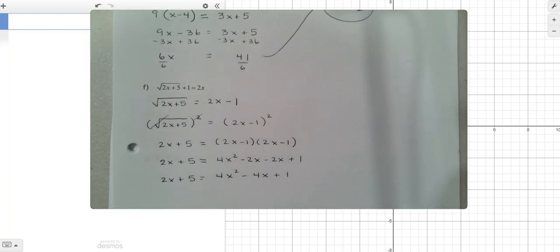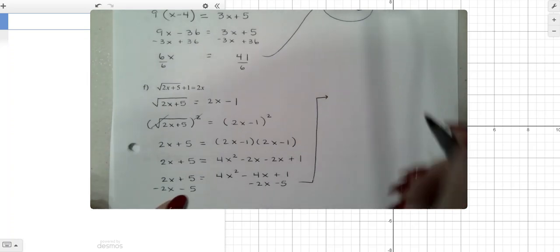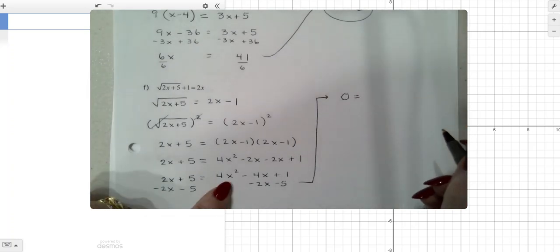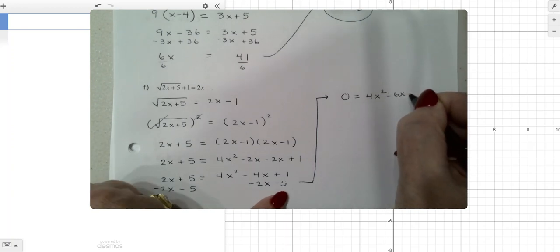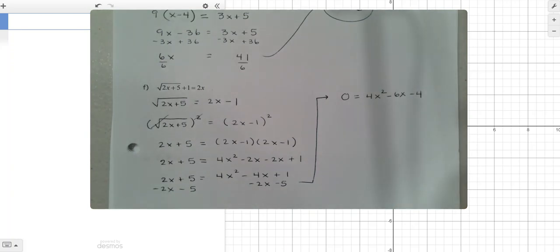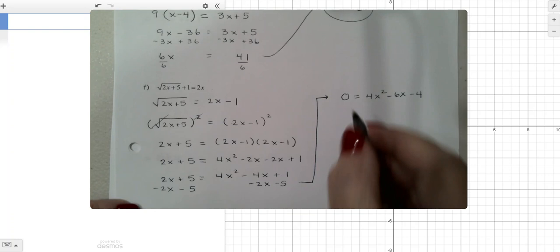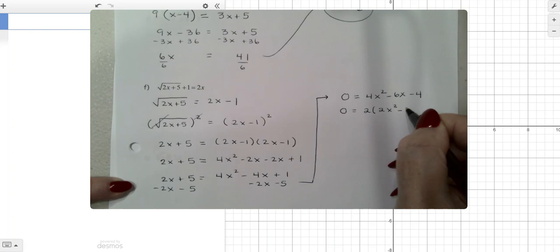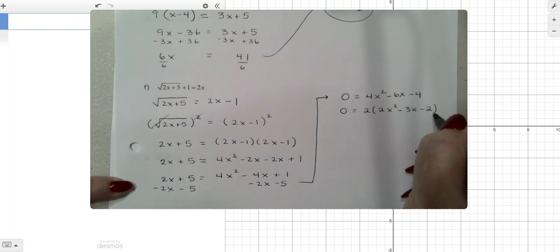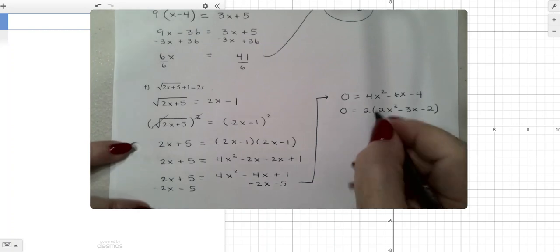And this time it's quadratic. So with quadratics, we want to get 0 on one side. So I'm going to subtract the 2x and also subtract the 5. That gives me my 0 over here on the left. And that would equal 4x squared minus 6x minus 4. All right, I know I could factor a 2 out of there. And if you want to, you can just divide the 2 out.